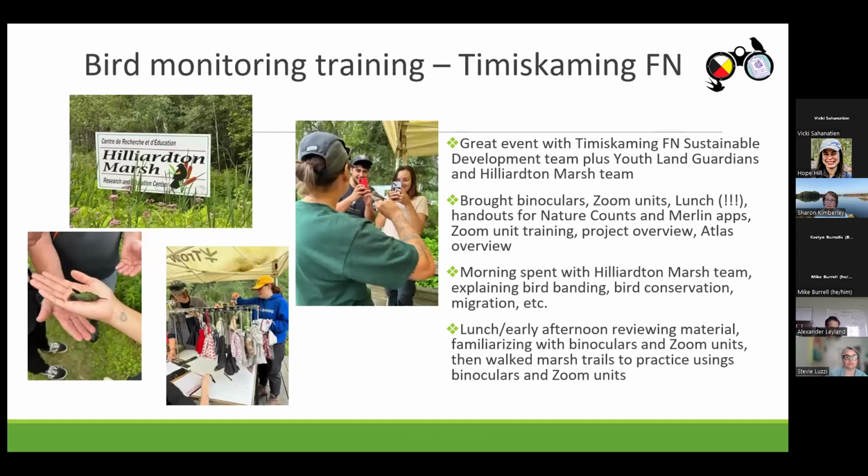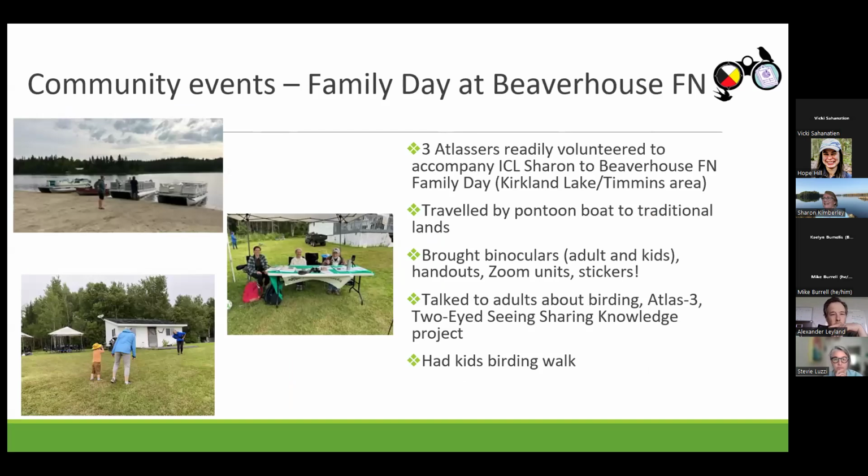Just a few examples: last year with Temiskaming First Nation, we went to the Hillerton Marsh with their youth guardians, and we had a day in the marsh and learned about bird monitoring. And then we practiced with Zoom units and just using Nature Counts and using Merlin, and spent the day with the guardians. So if you're interested in that, let me know.